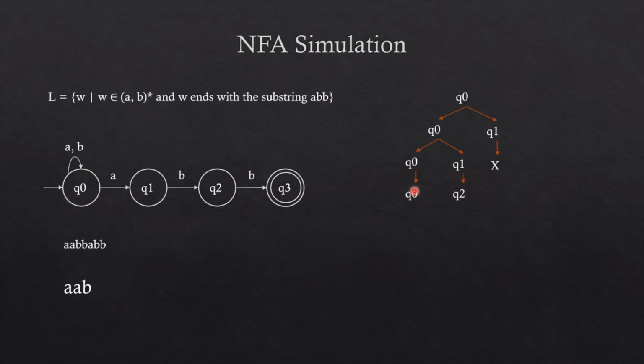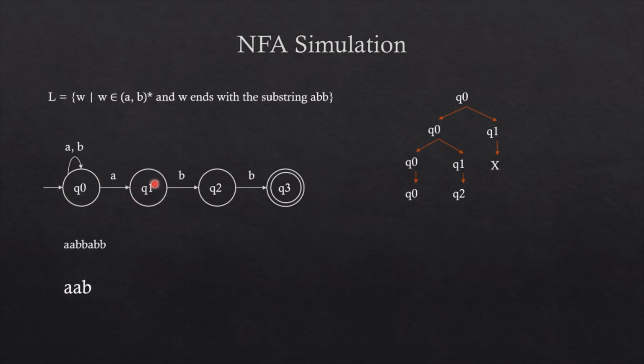Then the third symbol is B. So from Q0, one transition is on B. Again, the reason why we left a transition on B on Q0 is that it doesn't matter how many B's we see at the beginning of the string, it can still end in ABB. So no matter how many B's we're seeing at the beginning, we have to leave a transition on Q0 just for the possibility that it may still end up in ABB.